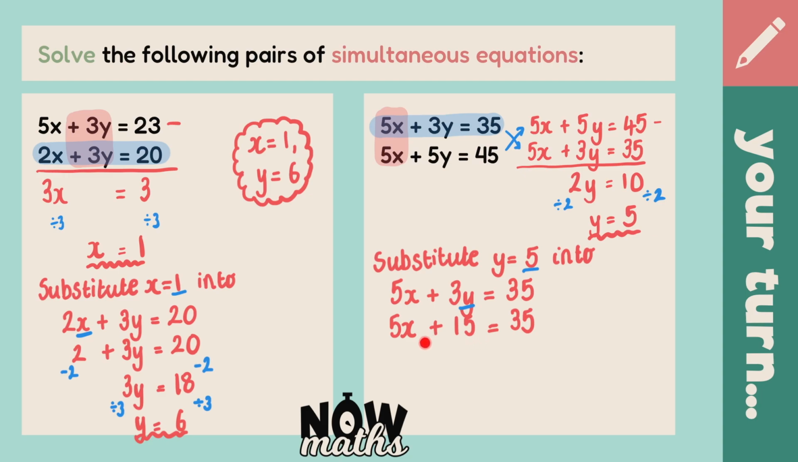And now we solve our linear equation. We subtract the positive 15 from each side, which will give us 5x on the left, and 35 subtract 15 gives us 20 on the right. We then divide by 5 to give us x on the left, and on the right, 20 divided by 5 is 4. So we have an x solution of 4. So our final solution pair is x equals 4 and y equals 5, which we write together.